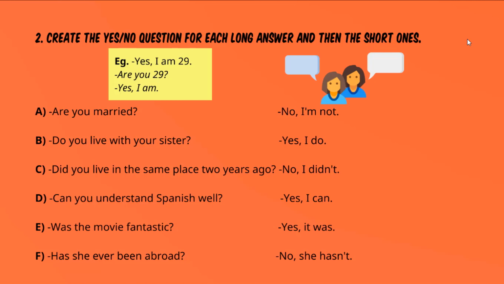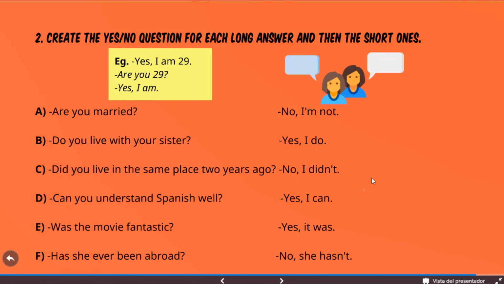No, she hasn't. Lo otro que debes tener en cuenta es que en las respuestas cortas debemos cambiar o debemos reemplazar a veces los sujetos en la pregunta por otro que sea apropiado en la respuesta. Por ejemplo, was the movie fantastic? En la forma corta, the movie lo reemplazo con it. O si hay un nombre de una persona, pues debo poner she o he.